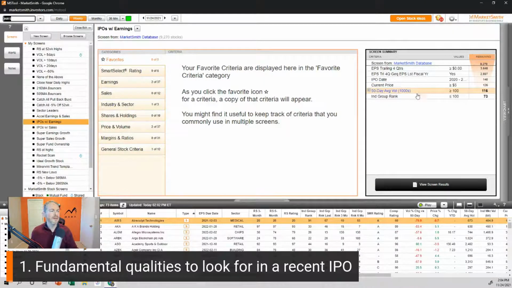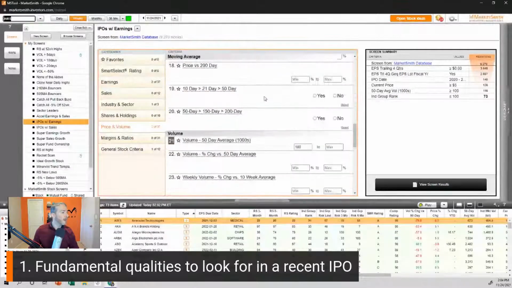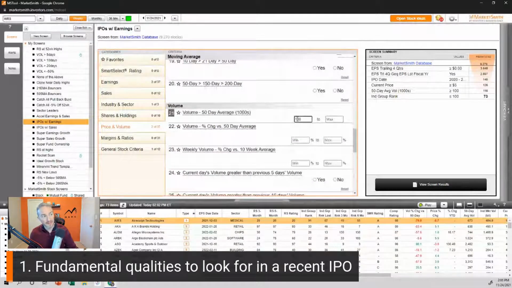Now, this here, the 50-day moving average volume, I'm actually going to bump this up. I thought that I had already, but it still looks like it's set at 100. So what I want to do is I want to take this and say, let's make it 200.